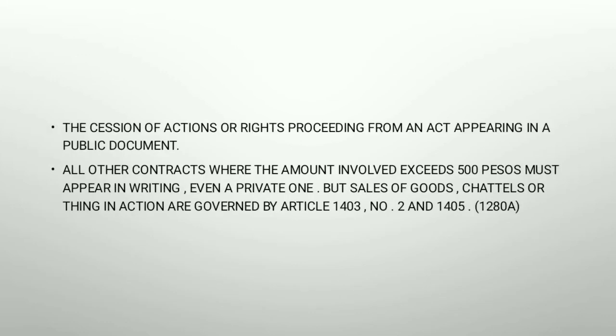Number 4, the cession of actions or rights proceeding from an act appearing in a public document. The example niyan is, Faye mortgaged his land in favor of Bren. The cession of Bren's right must be in a public document. The last one is, all other contracts where the amount involved exceeds 500 pesos must appear in writing, even a private one, but sales of goods, chattels, or things in action are governed by Article 1403. Dito naman, yung mga contracts na may involved na pera na aabot sa 500 pesos, kahit naka-private pa, ay kailangan mag-appear sa public document or in writing. Pero yung sales of goods, chattels, or things in action ay governed by Article 1403.